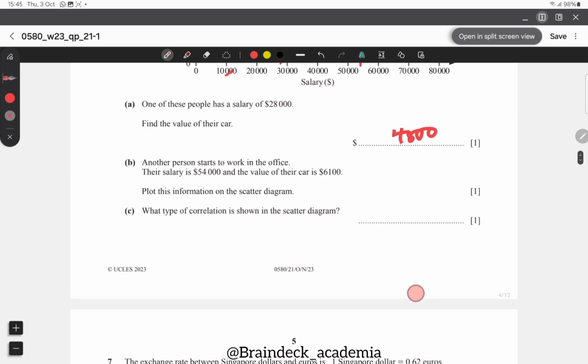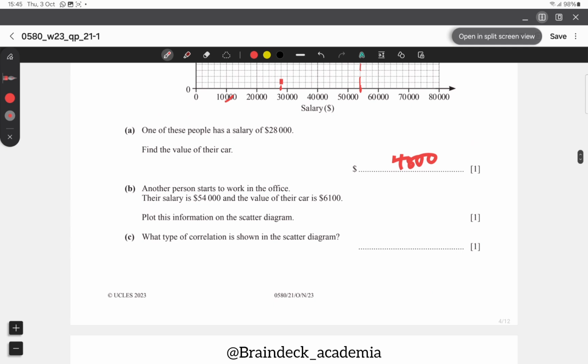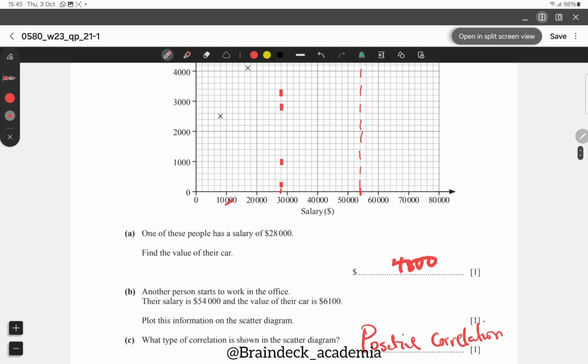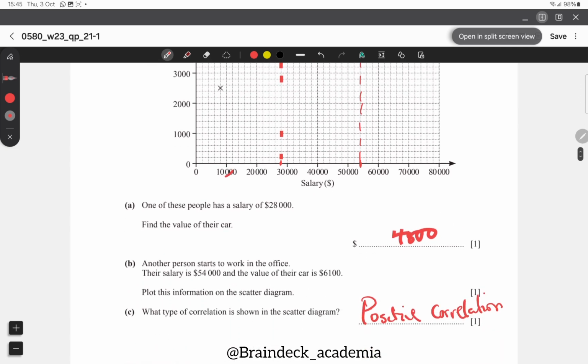Then they ask, what type of correlation is this? This is a positive correlation. Now the question is, how do we know that it's actually positive? There are 4 types of correlation. We have the positive, the negative, the non-linear correlation, and the no correlation.